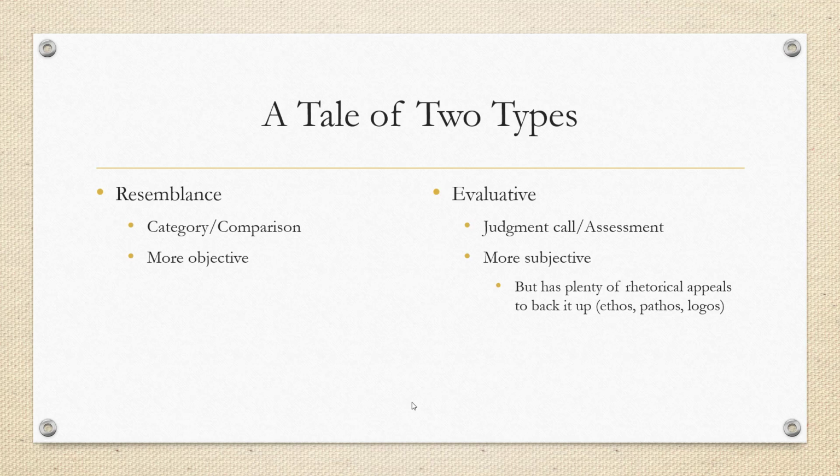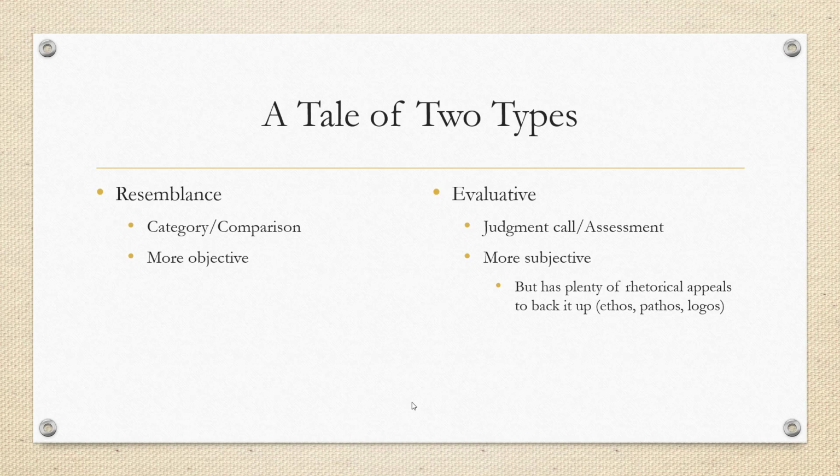Resemblance arguments are a lot more objective because the comparisons are not based on opinion, they're based on facts. X did this, Y did this. X has this, Y has this, right? There's not really a whole lot of opinion going on there. It's just basic fact. And as far as category, most categories typically have a pretty set list of criteria that something has to fulfill to be within that category or to be without that category. So it is going to be a lot more objective.